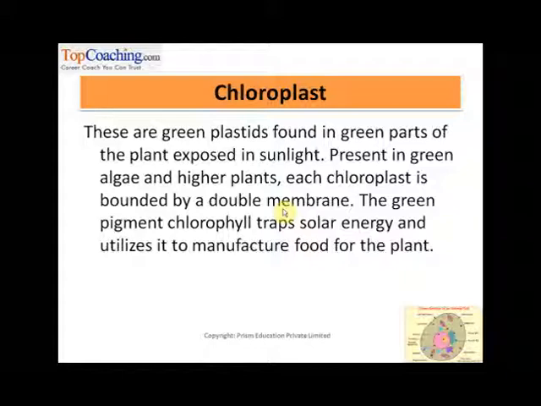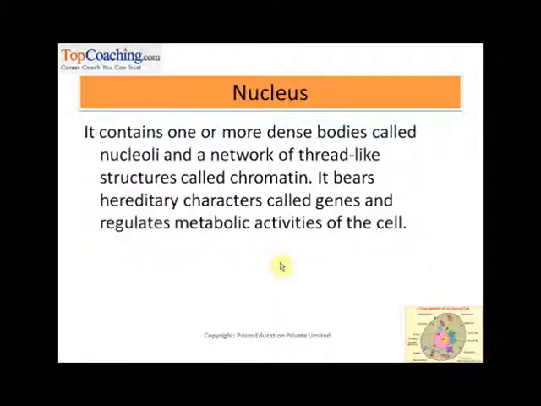Chloroplasts are green plastids found in green parts of the plants, right? It is found in the leaves, in the green stems, and it is the chloroplast which is utilized to manufacture food, or which is used in the process of photosynthesis. So chloroplast is present in algae and higher plants.